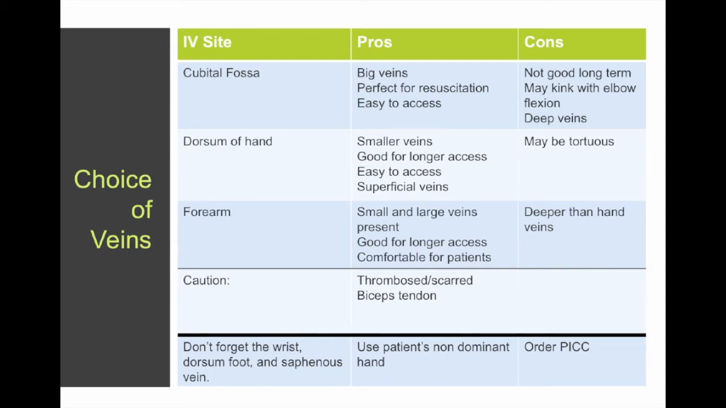I generally also use a patient's non-dominant hand just for patient comfort. And then if a patient is genuinely difficult, know that a cannula really should only be inside you for less than 72 hours. So ordering a PICC line, or peripherally inserted central catheter, that can last for longer is really valuable. And this can be ordered through the radiological department or sometimes anaesthetics as well.